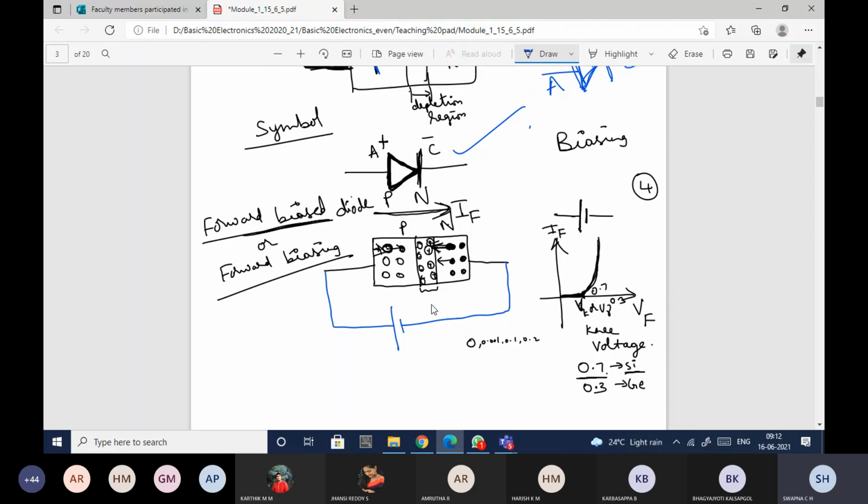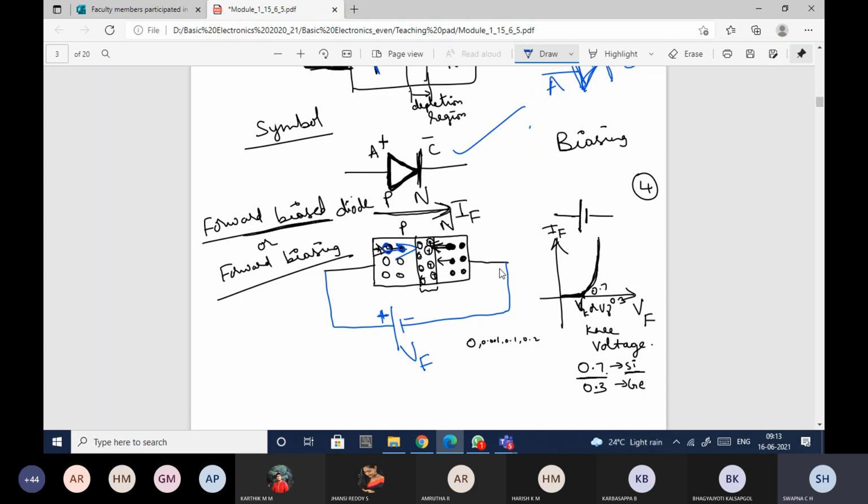This is one way of connecting it. Here, let me name this as VF. The holes are considered to be positively charged, so we consider that they get repelled by this positive terminal. Same charges repel, right? That is the basic principle which everybody knows. So the positive holes will start moving in this direction.